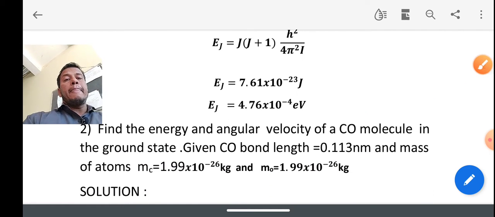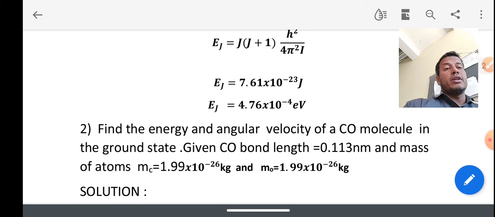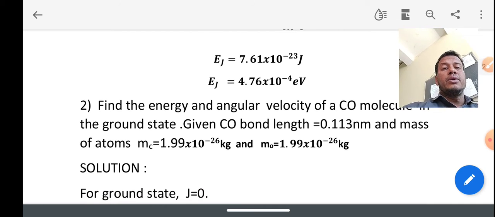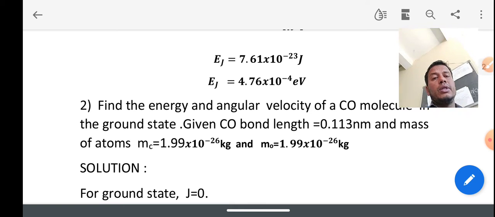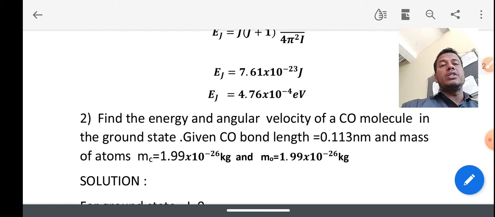Let us go for the second one. Find the energy and angular velocity of carbon monoxide molecule in the ground state. Given carbon monoxide bond length is 0.111 nanometer and the mass of carbon atom MC is 1.199 into 10 to the power of 26 kg, and mass of oxygen is 1.9 into 10 to the power of 26 kg. So, for this we calculate for the molecule, find the energy in ground state.